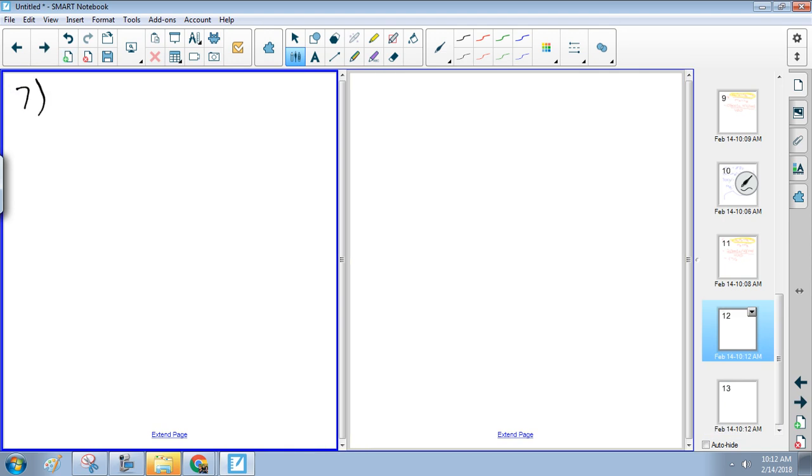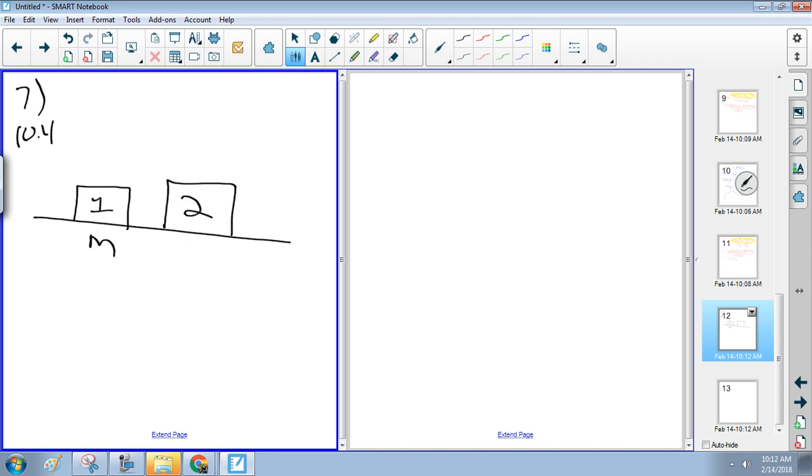Number 7, worksheet. What are we on, 10.4? So here's my before drawing. Block 1 has a mass of m1. I'm just going to call it m. All right. Here's block 2. It's got a mass of 3 times m, right? Is that cool?